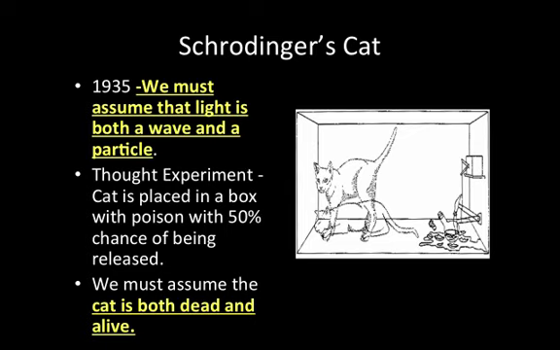So according to quantum theory, until we know more about the behavior of light, we must assume that light is both a wave and a particle. If we can't look inside the box and understand if the cat is dead or alive, we must assume that the cat is both dead and alive at the same time. It's a little bit confusing, but again, just think about the experiment. The cat can be considered as both dead and alive. It is only until you open the box that you truly know the answer.